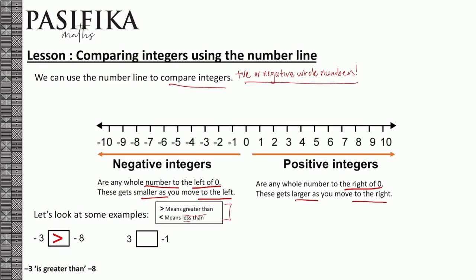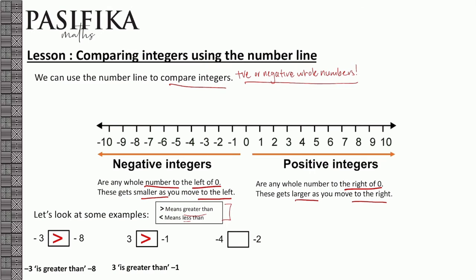How about another one? Where does 3 lie on the number line? What about -1? Well, we can see that 3 is bigger than -1. Or 3 is greater than -1.